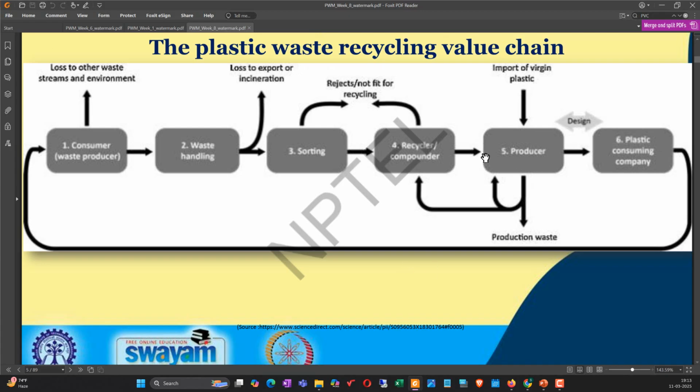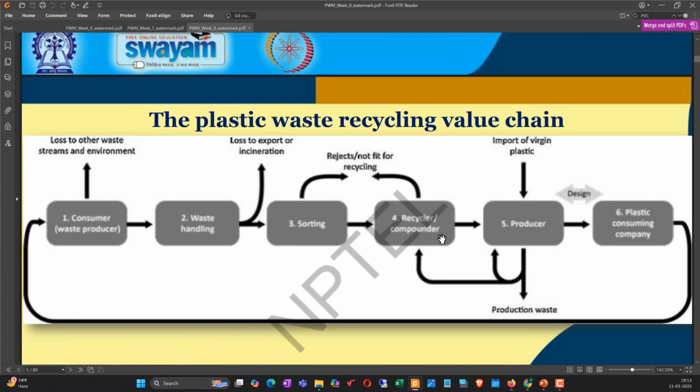So the recycling compounders go to the producer, where the import of virgin plastic will also be incorporated with the recycled one, and then there is a design which will be used with the plastic consuming companies, right? So the pellets will be used, right? And then in this cycle there is the production of waste, and some of the waste will again be put for recycling if possible. If not, then it will be discarded, and this cycle goes on, right? So this is something which comes as an integral part of the circular economy.